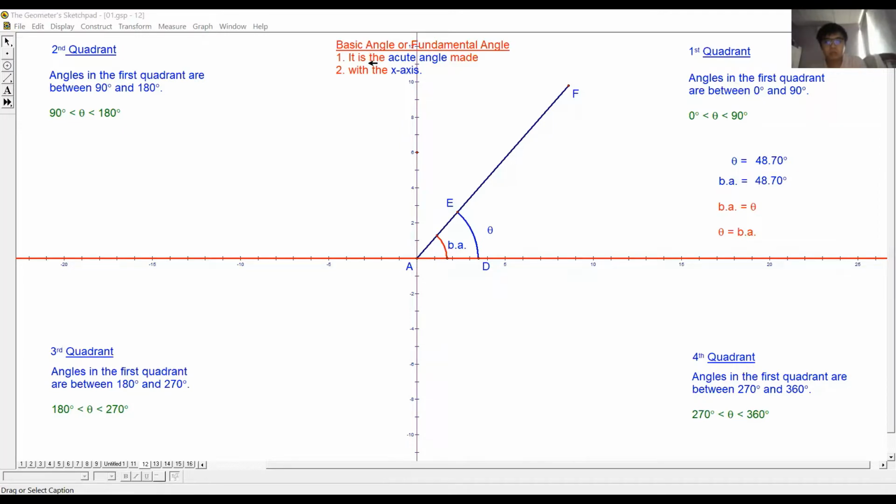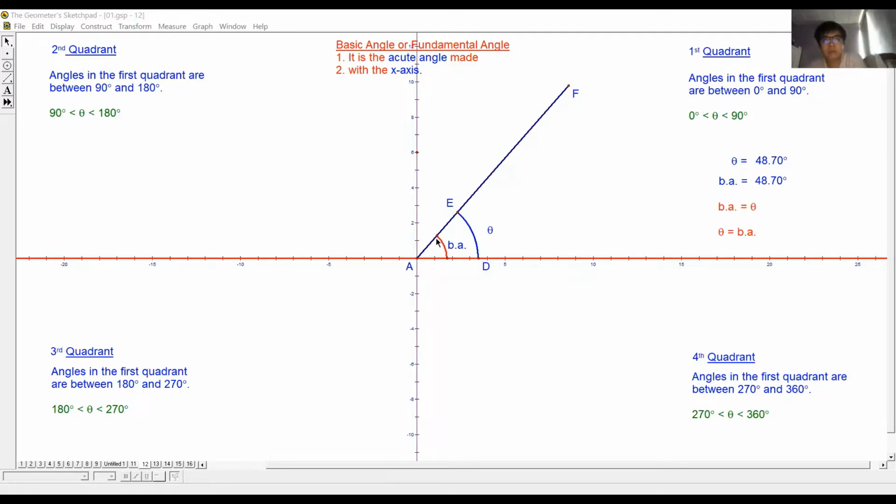Now, this basic angle is an acute angle. I have typed it in blue color. It is an acute angle, and it is the angle with the x-axis, not with the y-axis. Okay, so now we look at one example of an angle in the first quadrant.